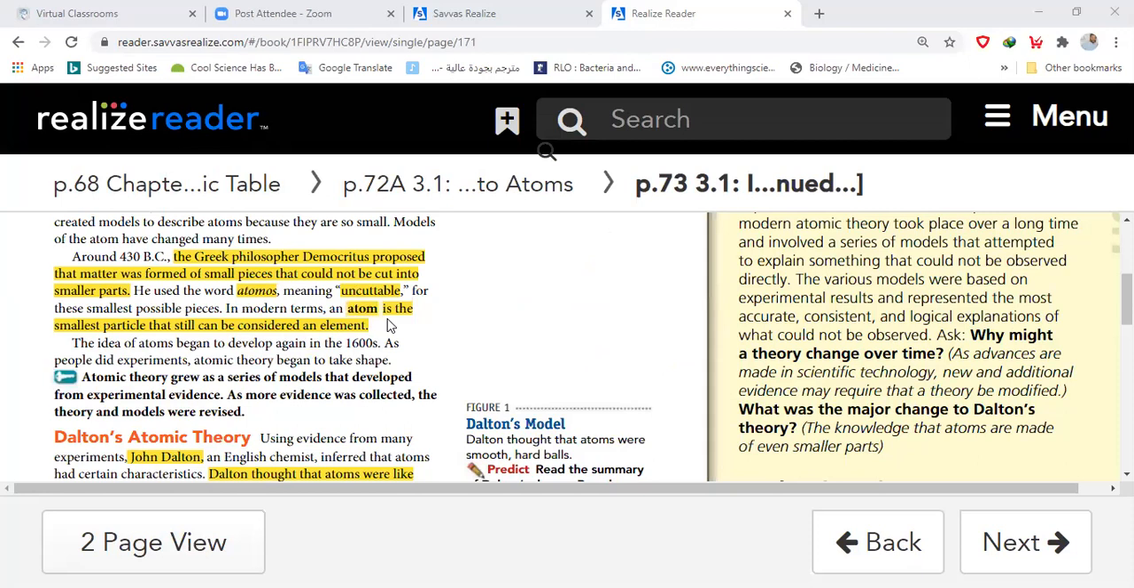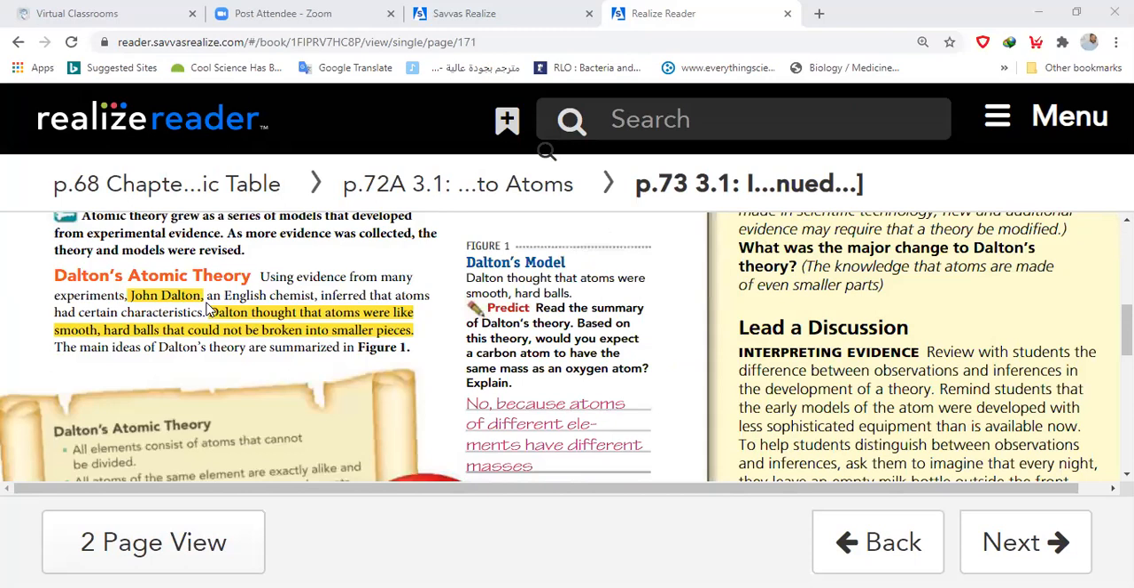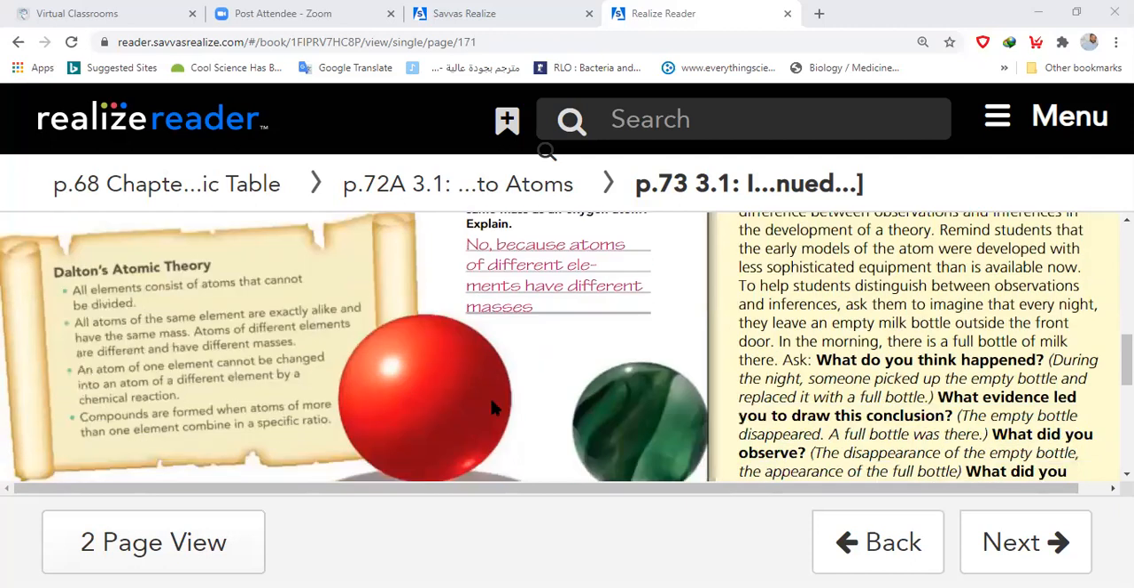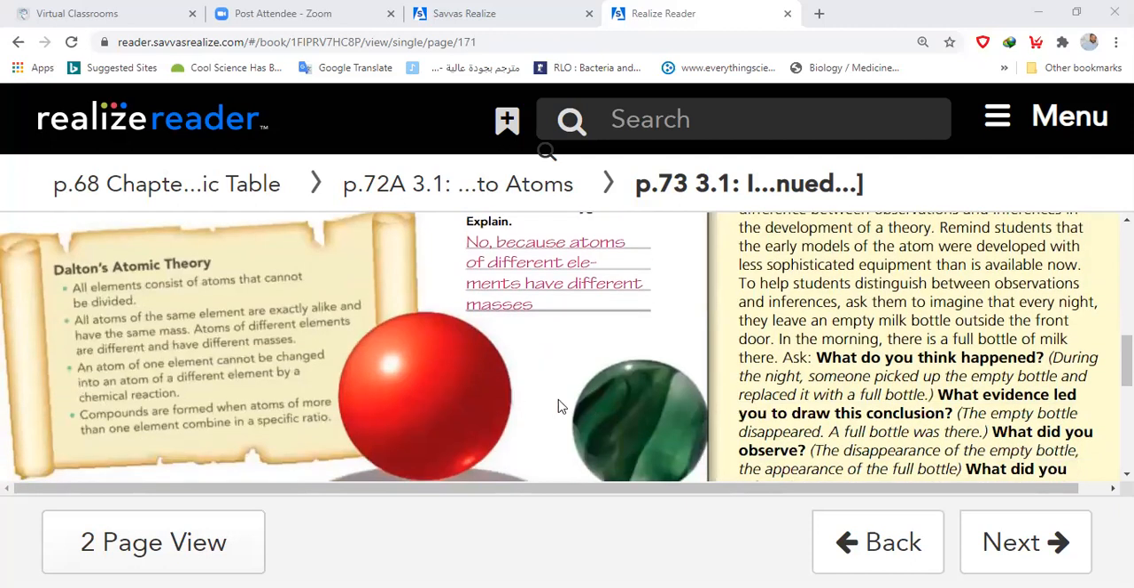After Democritus, we said that John Dalton said that the atoms are hard, smooth balls that are solid. Nothing inside them, something like those. So I need you to, hang on, summarize what we will say today.